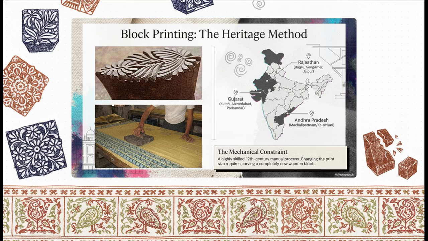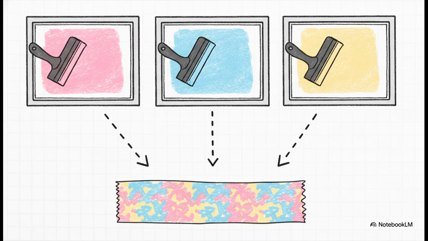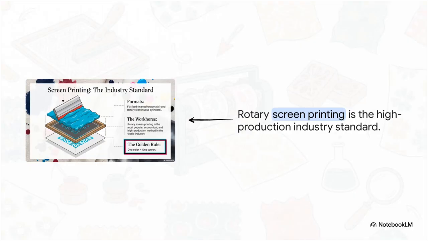Now, it is stunningly beautiful craftwork, for sure, but it comes with a massive mechanical constraint. If you want to change the size of your print by even a tiny fraction of an inch, you literally have to spend weeks painstakingly carving a completely new wooden block. Because of all that sheer manual labor, the industry really had to evolve. But this evolution required adopting an absolute, non-negotiable rule of production for our next method, and that rule is 1 color equals 1 screen. And that brings us to screen printing, which is the modern industry standard.